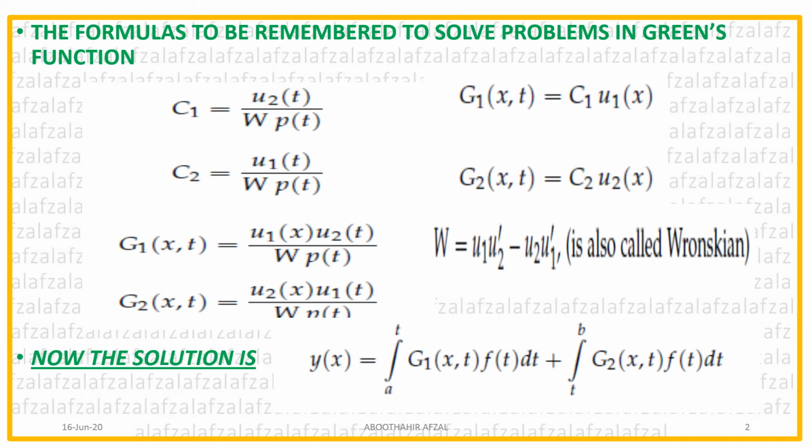So the final solution of the equation will become integral from a to t, where a is the lower boundary, g1 of xt f of t dt, plus integral from t to b g2 of xt f of t dt. So we have to remember all the formulas in this slide in order to solve the problems. Now let us come to solving the problems.